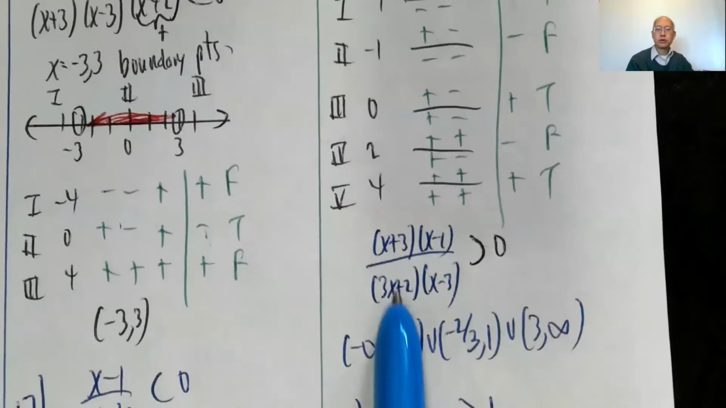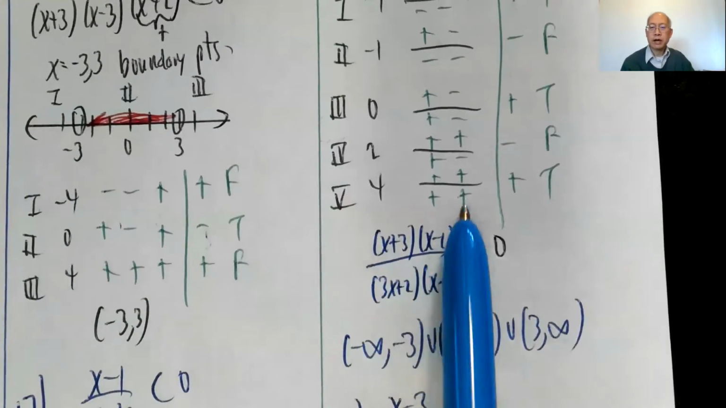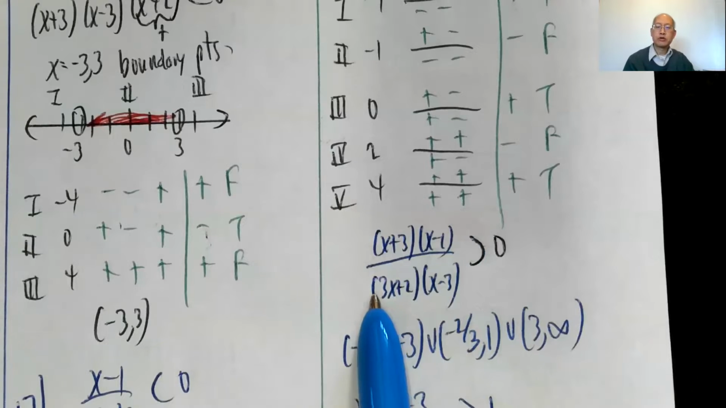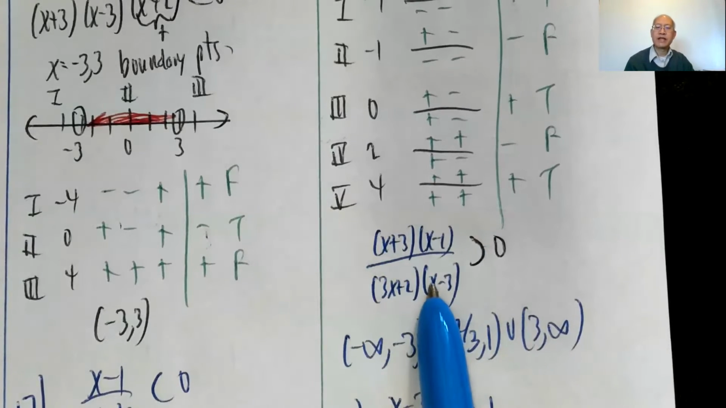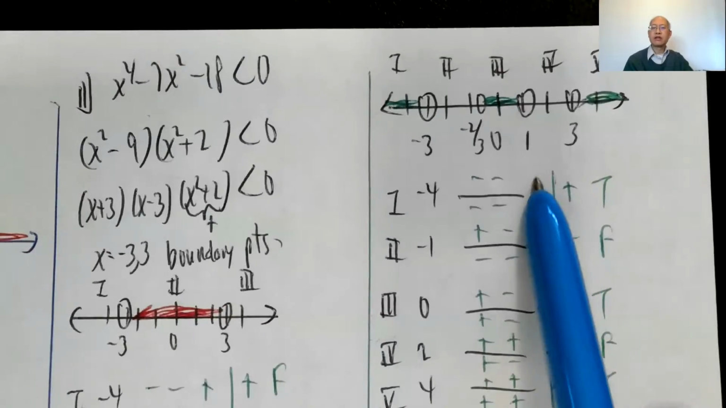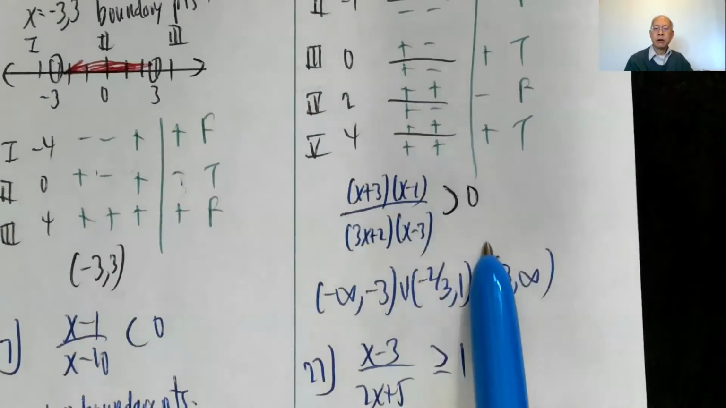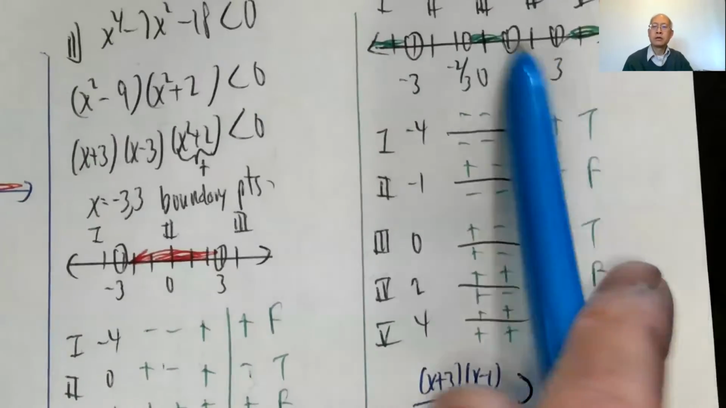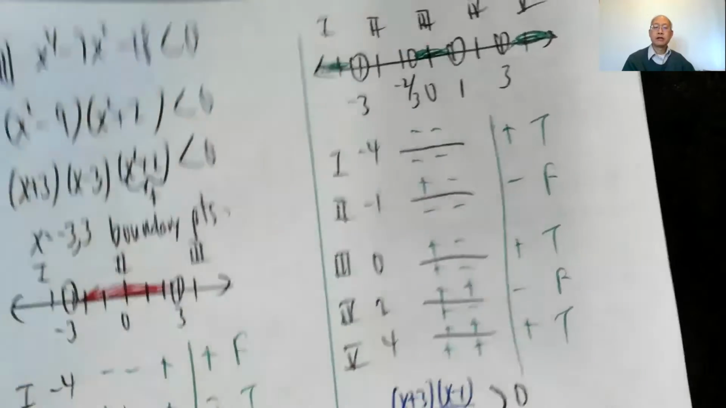Region 4, 2. 2 plus 3, positive. 2 minus 1, positive. 3 times 2 plus 2, positive. 2 minus 3, negative. 3 positives and a negative makes a negative. Negative greater than 0. Whoops. It's false. Do not shade in region 4.